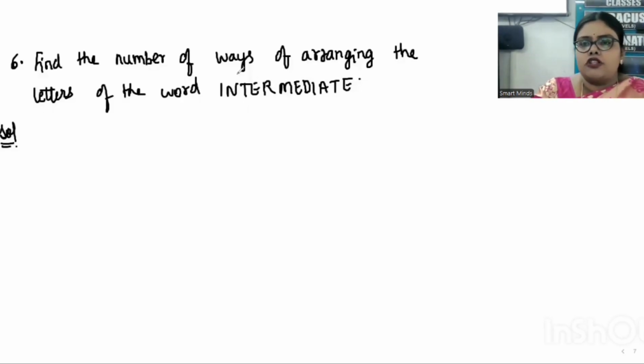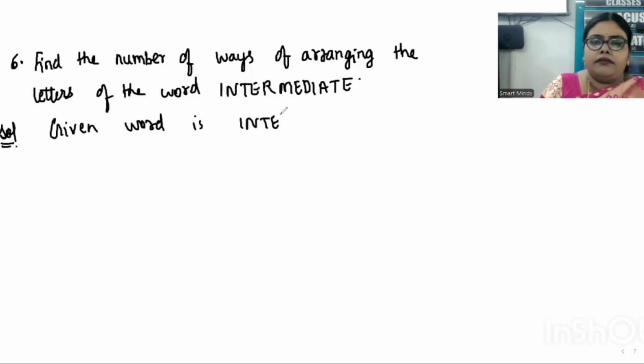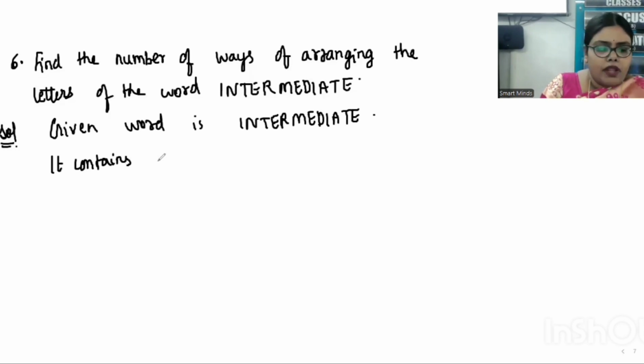Take the next question. This is also very important, from permutation and combination. Find the number of ways of arranging the letters of the word intermediate. So first let us write the given word. Given word is intermediate. How many repeated letters can you see here? It contains 12 letters. How many I's are there? There are 2 I's, in which 2 I's are alike.